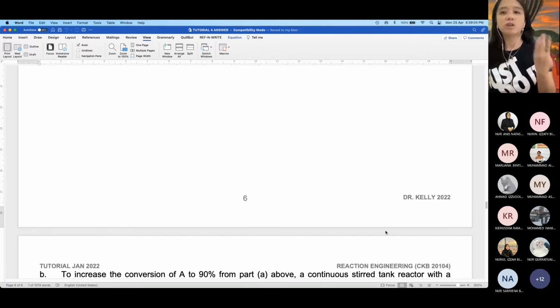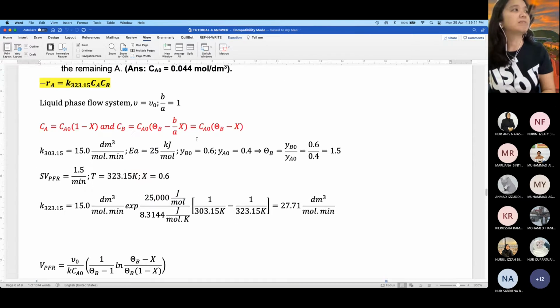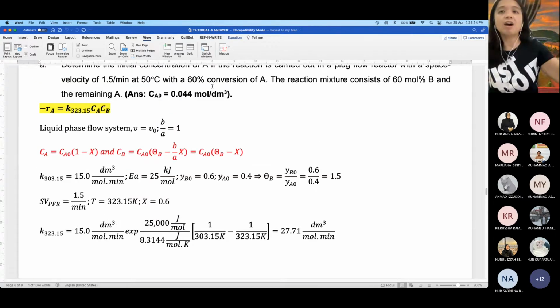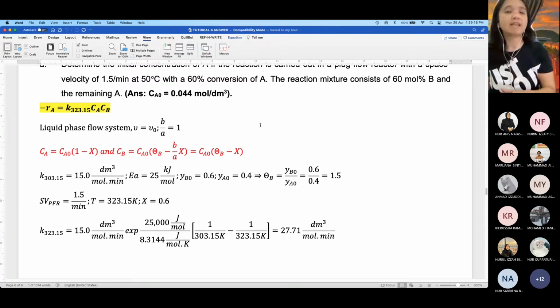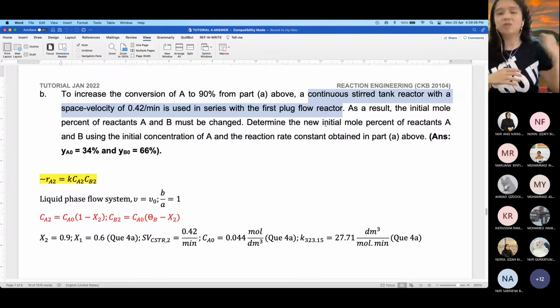Okay, so now we go to the part B. Part B soalan dia kata pula, because the conversion in part A was only 60%. Dia guna PFR, the first reactor, the conversion was 60%. So dia nak increase the conversion to 90%, from part A. So means reactor pertama 60%, reactor kedua I want to increase to 90%. So dia kata a CSTR with a space velocity of 0.42 per minute is used in series with the first PFR. So soalan dia pelik sikit.